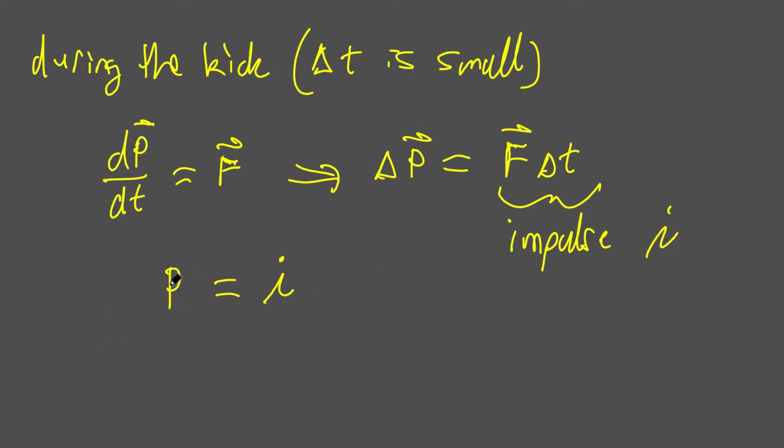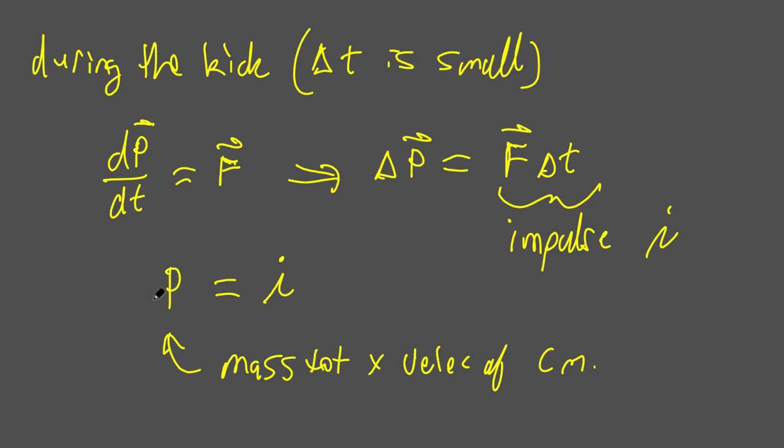Now we also know that the momentum of the body is equal to the total mass times the velocity of the center of mass. So let's write P as m for total mass, and let's write the x component of the velocity of the center of mass as x center of mass dot. So the dot denotes time derivative. So this is equal to the impulse.